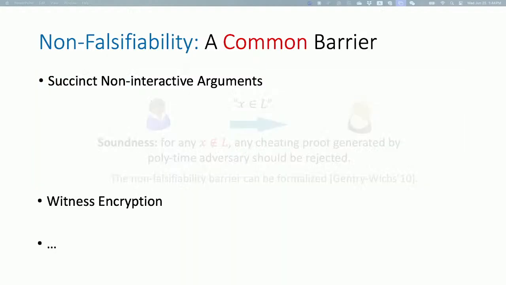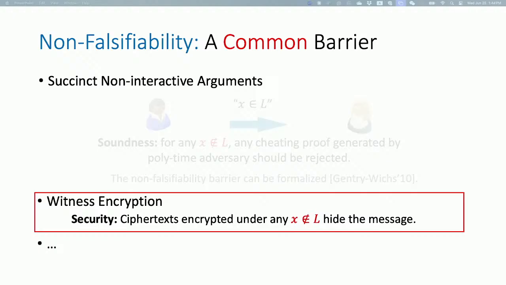Okay. And for another example, when we define the security of witness encryption, the security is defined as follows. We require any ciphertext encrypted under any instance X that is not in some NP language L can hide the underlying message. And in this case, this X is not in L is also non-falsifiable due to the same reason as before. And indeed, there are many other examples. For example, the definition of zero knowledge is also non-falsifiable.